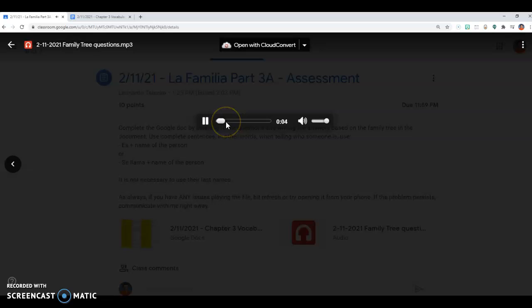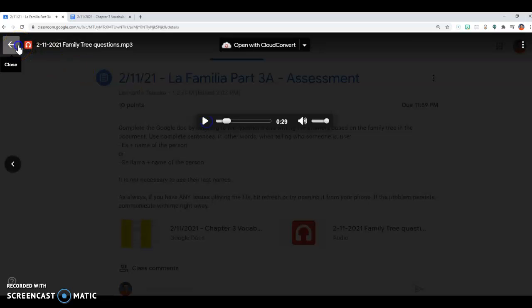Ejercicio 2. Look at the family tree below and answer the questions about the family members. 1. ¿Quién es el papá de Graciela Vargas García? ¿Quién es el papá de Graciela Vargas García?